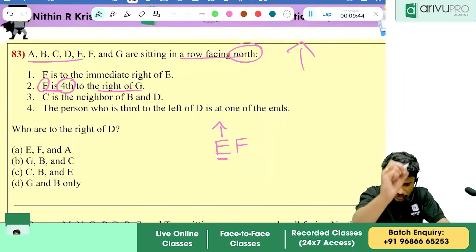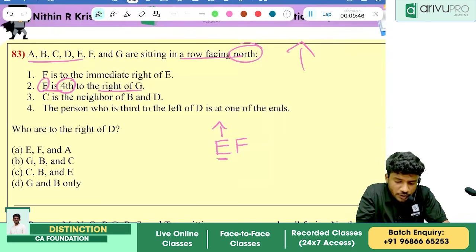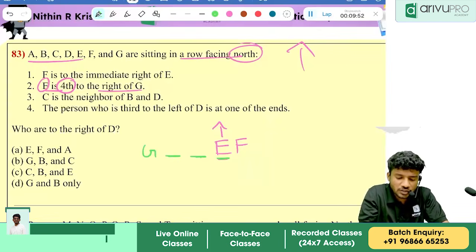You should tell me whether this is correct or not. One person is already there. One more person is there. 2 more person. That means in total 3 people are there. Then G is there. Is this correct?